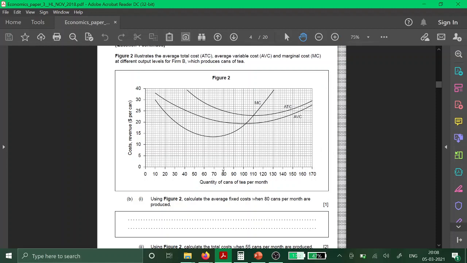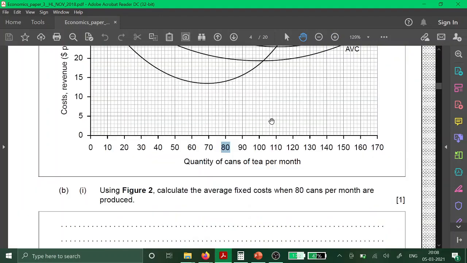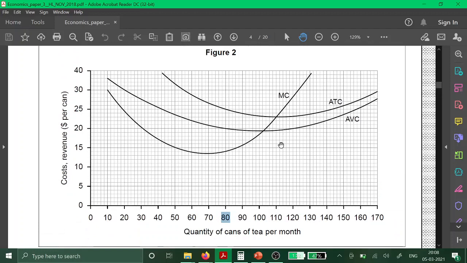So that means you have to look for this 80 value on the x-axis. Then you have to find out the coordinates on the y-axis on these cost curves. So 80 will be 20 for average variable cost, and it'll be 25 for average total cost. So then it'll be 25 minus 20.